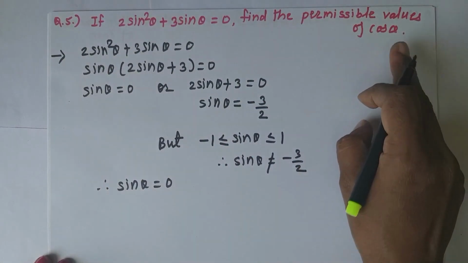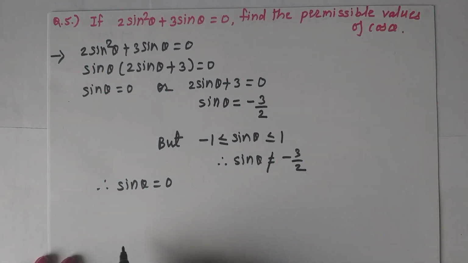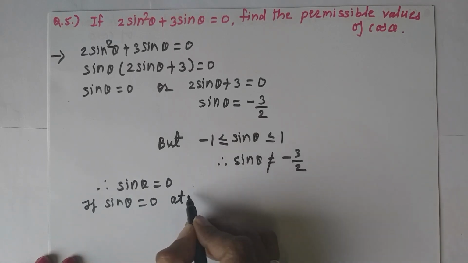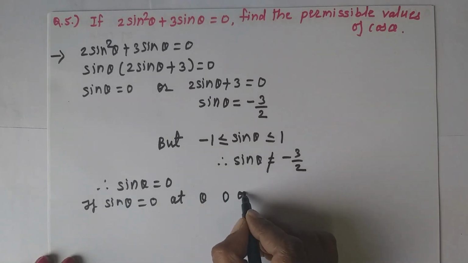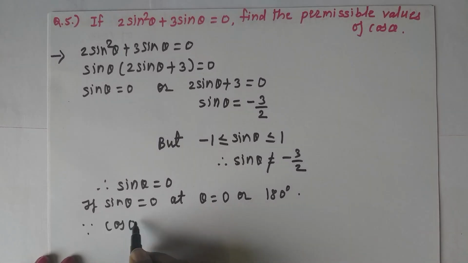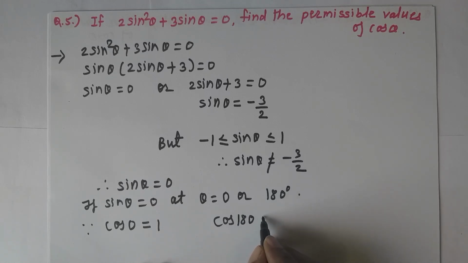Now here we have to find permissible values of cos theta. Now where will be sin theta 0? If sin theta is 0, then what will be value of angle theta? Sin theta is 0 at theta is equal to 0 or 180 degree. Then in this equation cos theta, if I keep the value of 0, then cos 0 will be 1. And if I keep the value of theta 180 degree, then cos 180 degree will be minus 1.